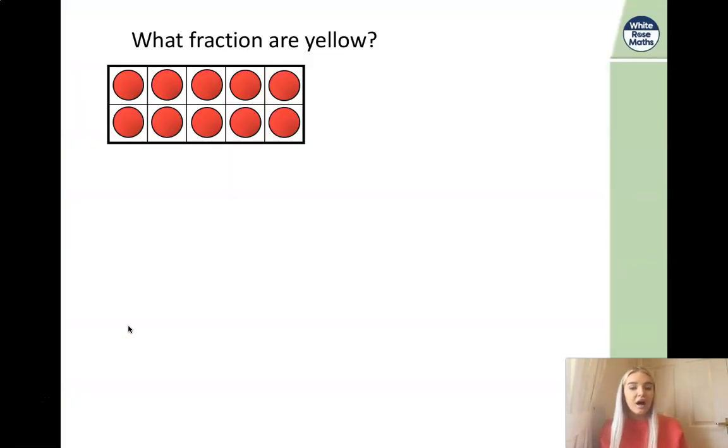Now here I have a tens frame showing some counters. Now I can see that I've got some red counters and I want to find out what is the fraction of my yellow counters. Well, how many red counters do I have? I have 10, so I know that my denominator will be 10. And how many yellow counters do I have? None. So I know that my fraction would be 0 because I don't have any yellow counters here.